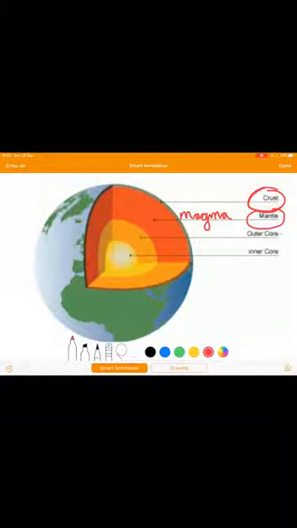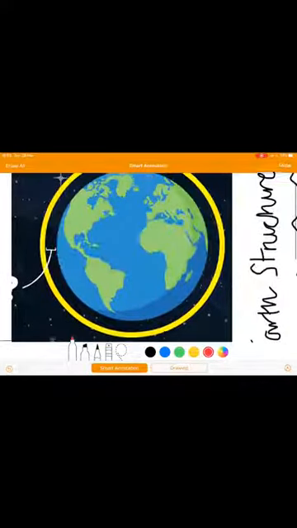Then we have the outer core and the inner core, both incredibly hot. But we're not looking that deep today. We're looking at the crust and the mantle. So we want to look at these 2 layers and what is happening there. So let's go back to our Earth structure.